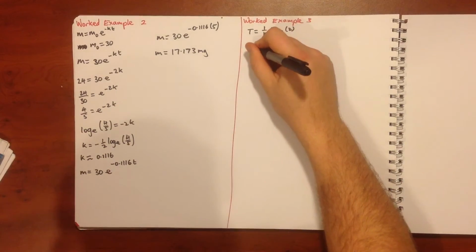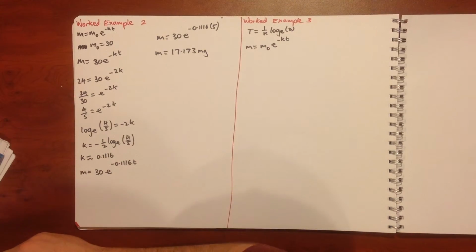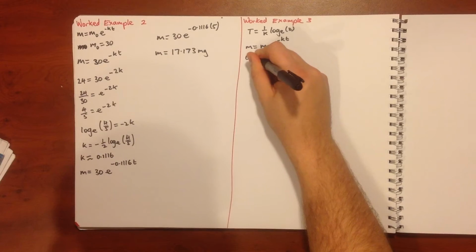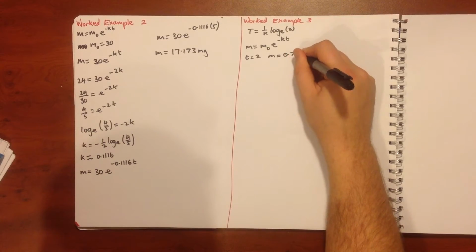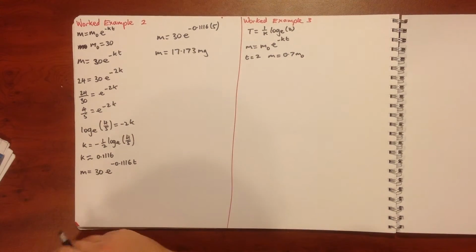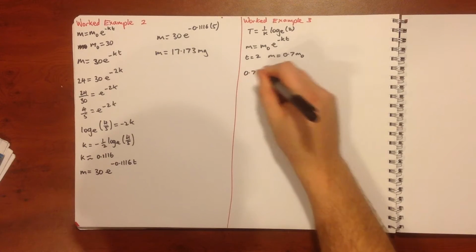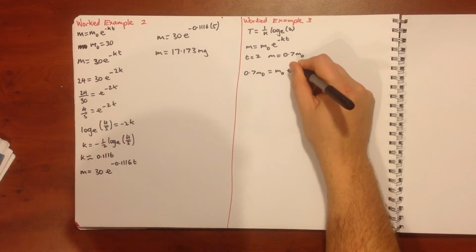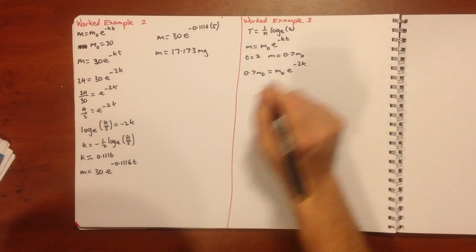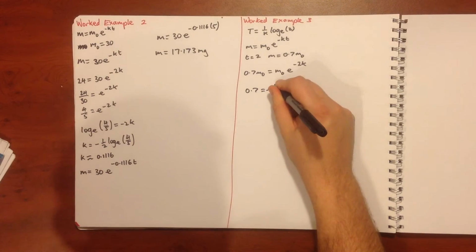So we need to look at m equals m naught e to the negative kt. We know that after 2 years, so when t equals 2, m is going to equal 0.7 m naught, or 0.7 times the original amount, because we've lost 30%. So we set up our equation: 0.7 m naught equals m naught e to the negative 2k. We can divide by our m naughts and say 0.7 equals e to the negative 2k.